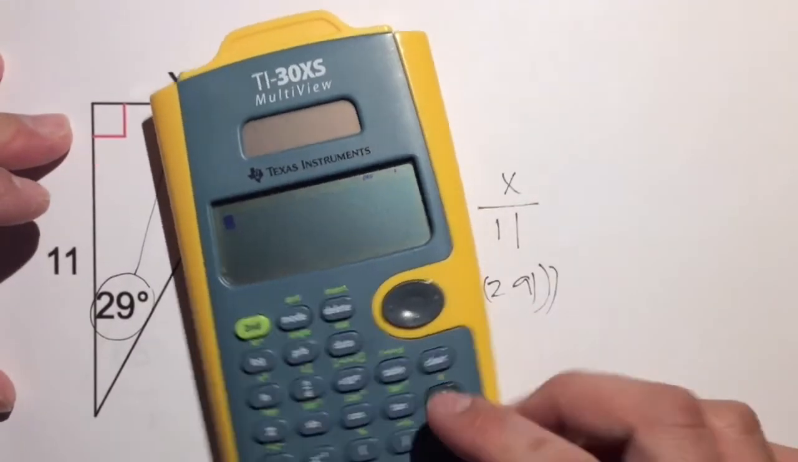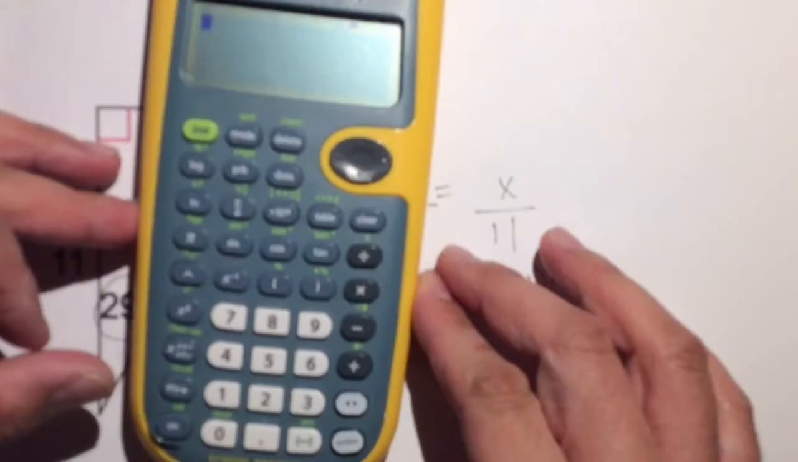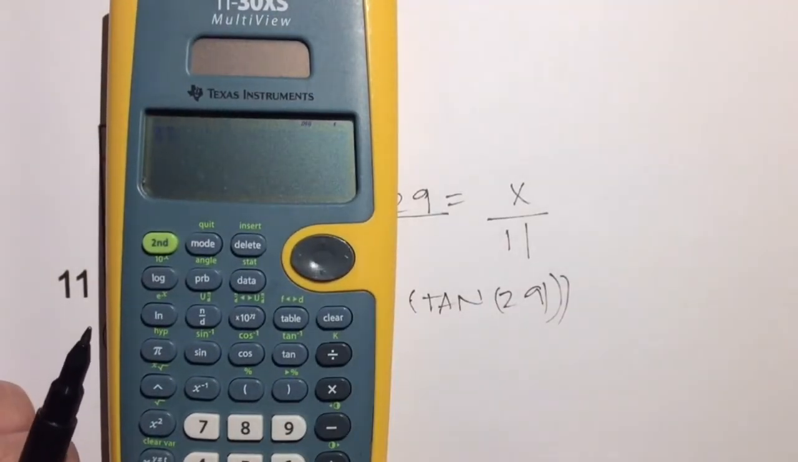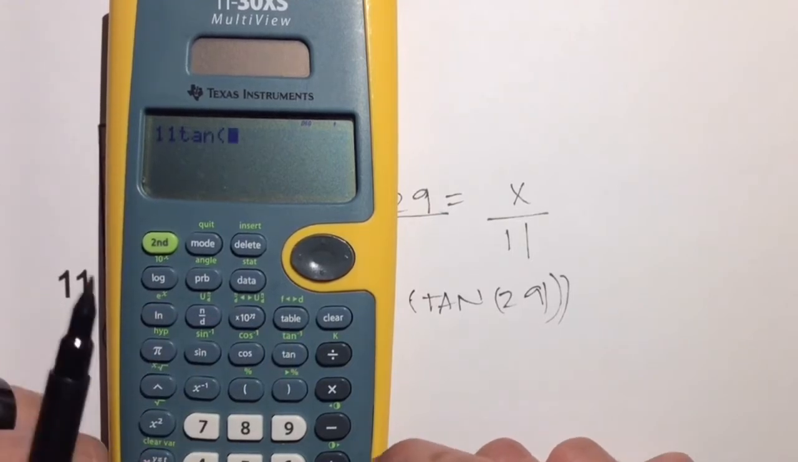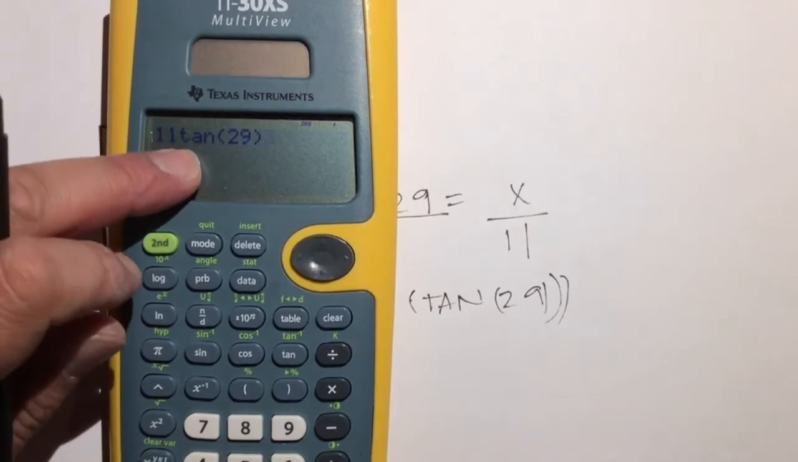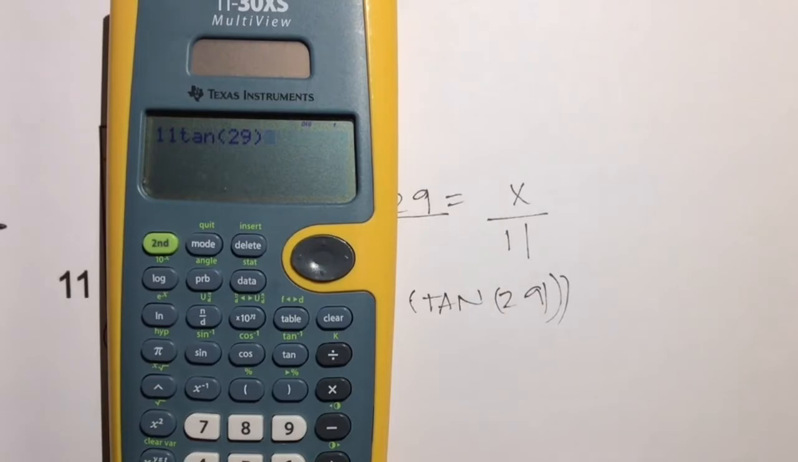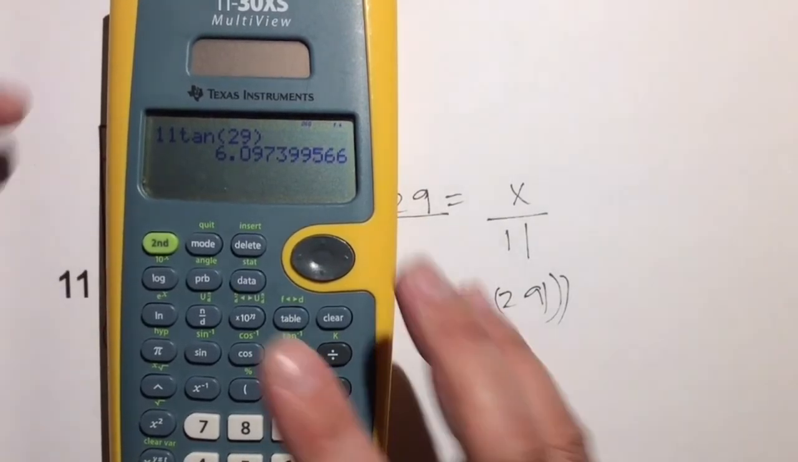And I'm going to use my yellow calculator that is school property. And we're going to type in 11 tangent of 29. These calculators are semi-smart. They know that if you just put 11 and no multiplication, you want multiplication. And so we got 6.09739.